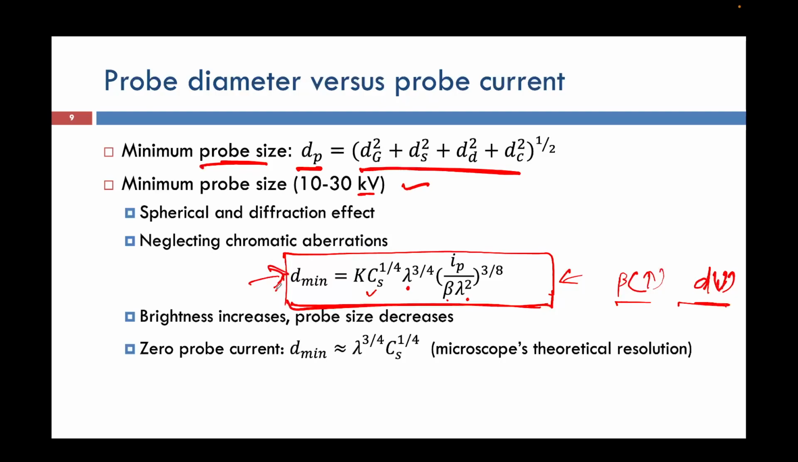However, we sometimes have to consider the theoretical limit. The theoretical limit means the microscope's theoretical resolution considering only the spherical aberration; you do not consider the diffraction and you do not consider any other aberration. So in that case, what will be the minimum diameter? It will be somewhat this much. D minimum will be proportional to lambda to the power 3 by 4 and Cs to the power 1 by 4. This is an important expression.